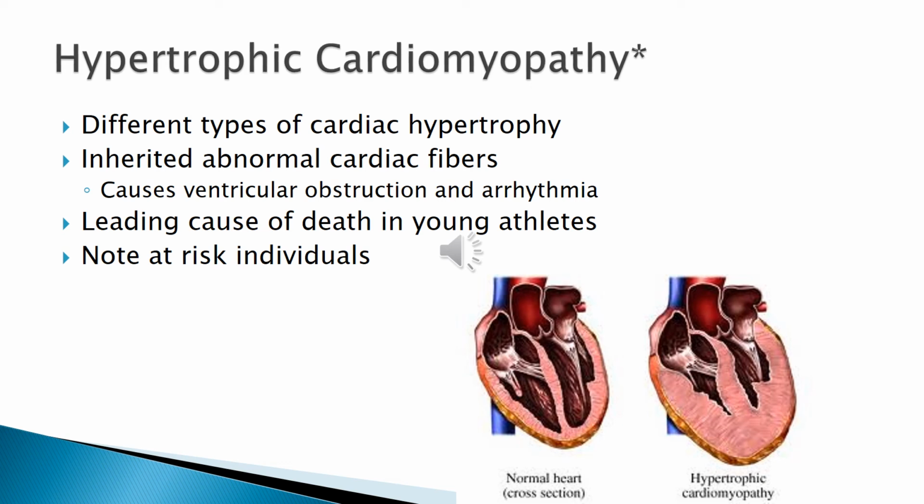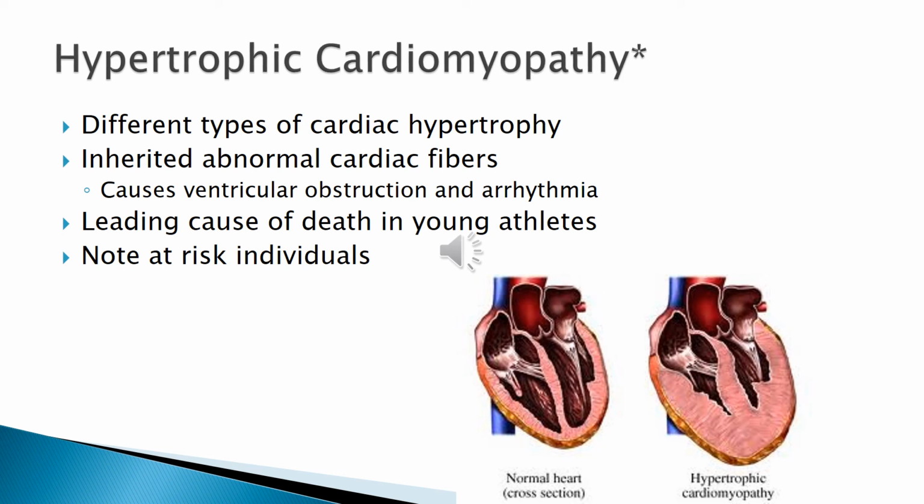So there's general cardiac hypertrophy, which is a normal adaptation to exercise. People who are very fit and take a lot of strenuous exercise will get some increase in size of the heart. Again, that's a normal thing and does not cause pathology. What we get concerned about is abnormal enlargement, where there's an asymmetrical enlargement of the heart. People who have hypertrophic cardiomyopathy inherit abnormal cardiac fibers.